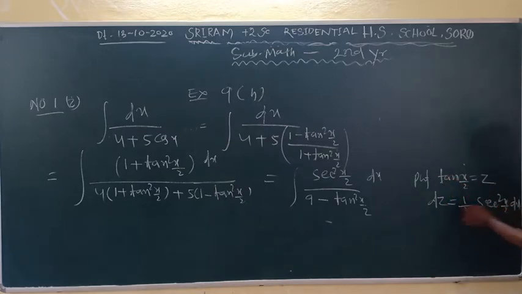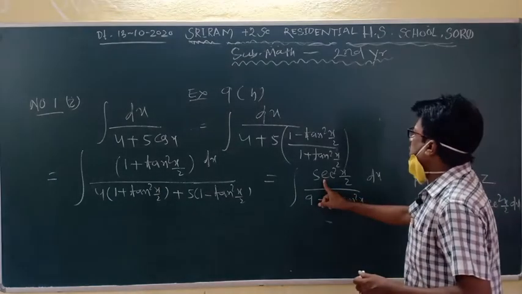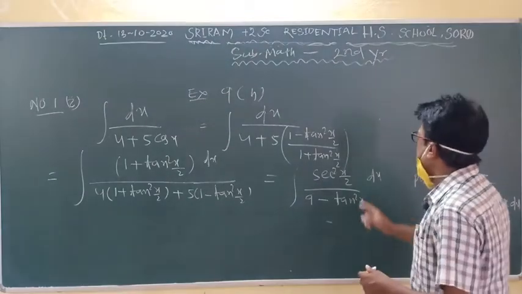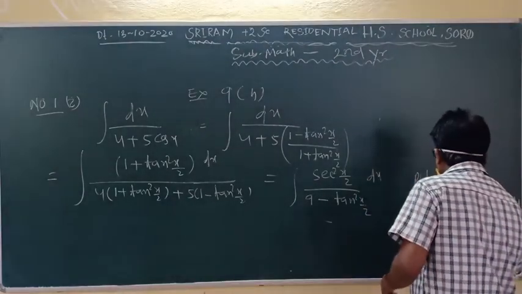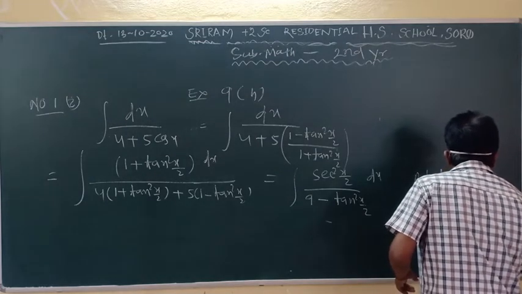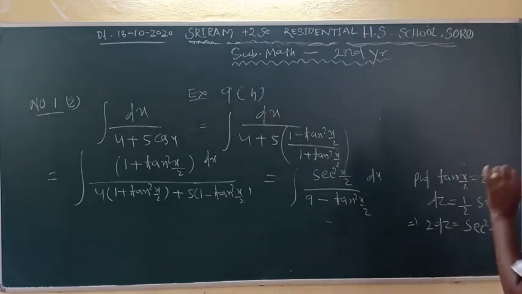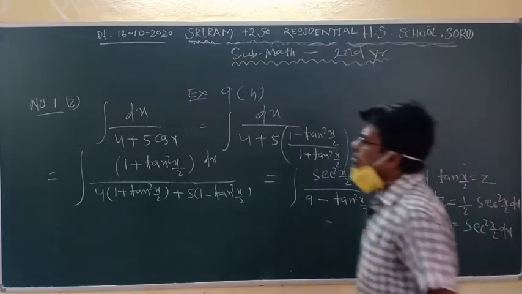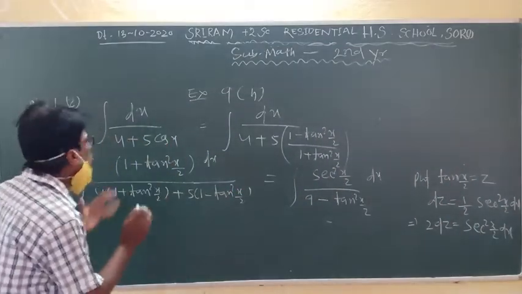Dz is dz by dx multiplied here, so half sec square x by 2. But in this problem, only sec square x by 2 is in the numerator along with dx. So 2 is multiplied with dz, that becomes 2 dz is equal to sec square x by 2 dx. Now instead of sec square x by 2 dx, you put 2 dz.